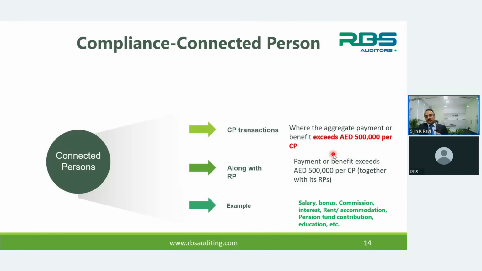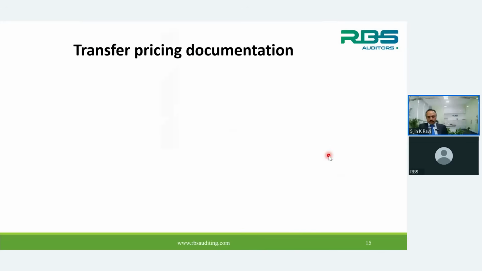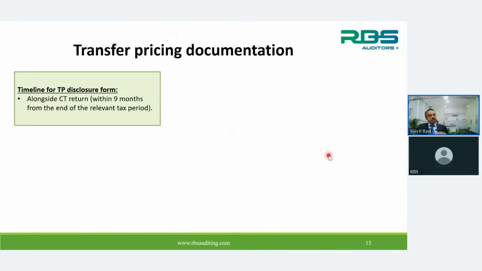So what are some examples? For example, salary, bonus, commission, interest, rent, accommodation, pension fund contribution, education. Whatever payment you are giving to any connected person, automatically it comes into the picture: what exactly is the transfer pricing documentation you have to follow?